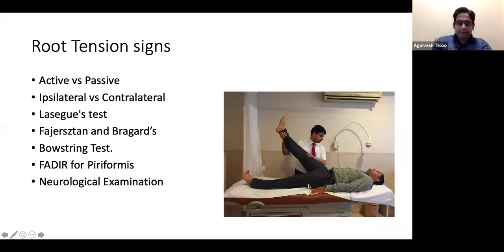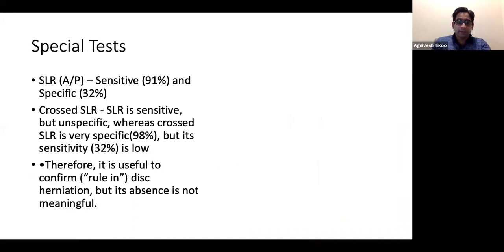So there are various ranges which are described. They say less than 30, 30 to 70, and more than 70. More than 70 is usually considered normal. 30 to 70 is sort of a gray zone, it may or may not be a hamstring tightness. And less than 30 is usually considered diagnostic of a prolapsed intervertebral disc.